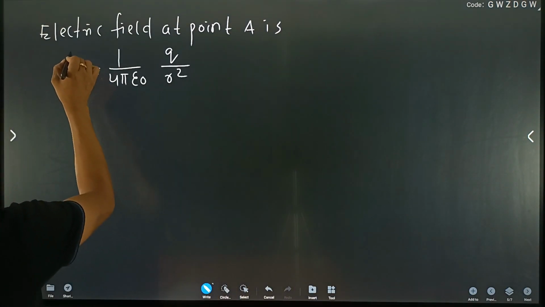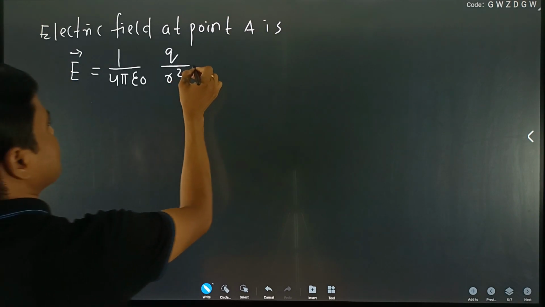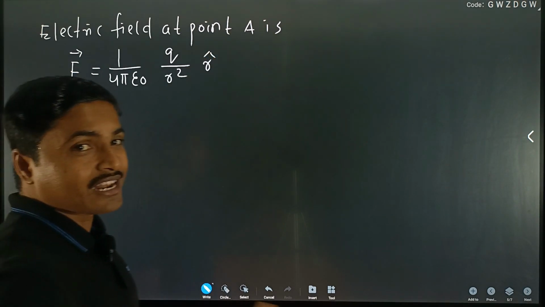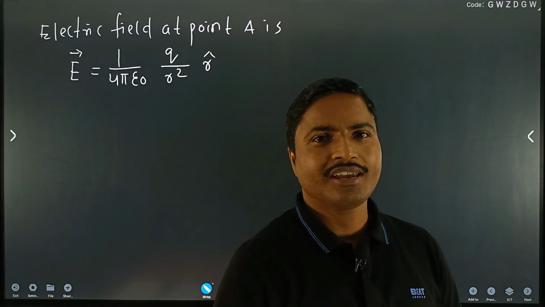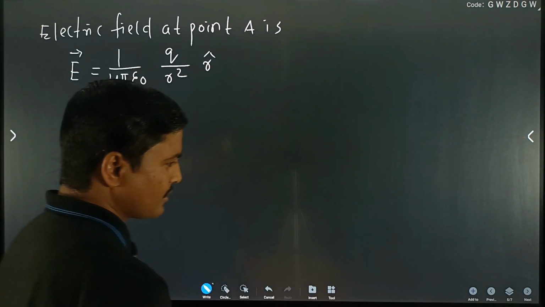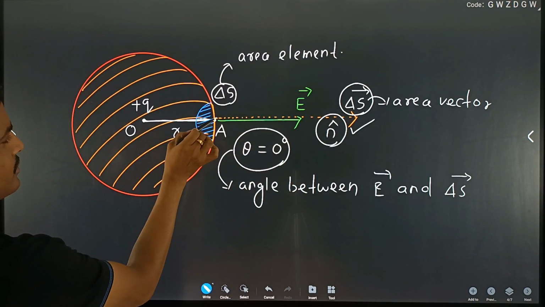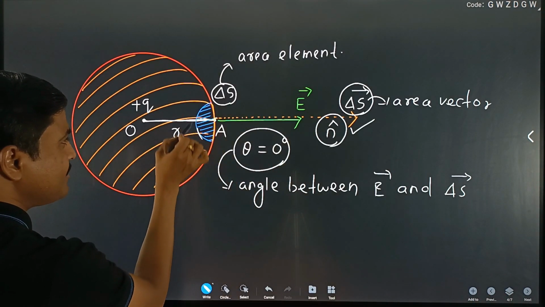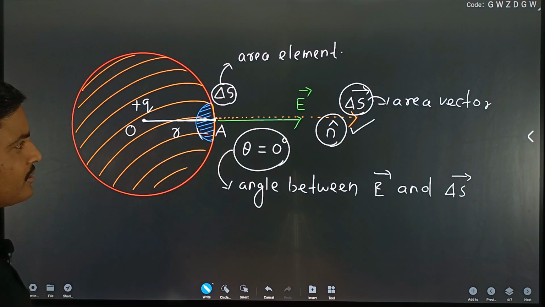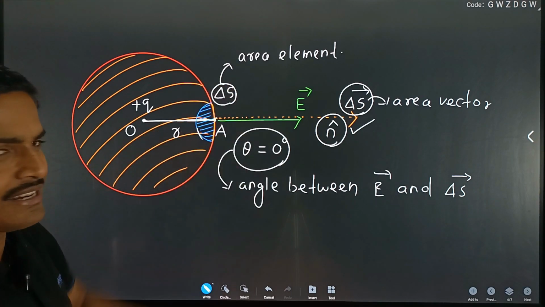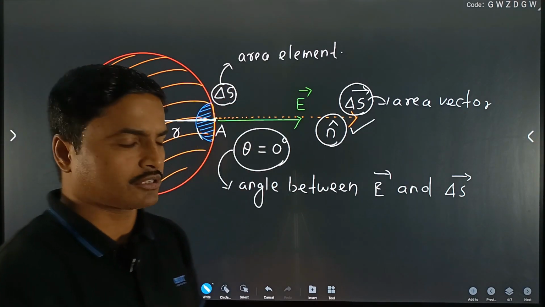And in vector form we write E vector multiplied by, here a direction is there, we write that is R cap. R cap is the direction of electric field. Clear? Then what is the electric flux for this small area element? Only for this small area element. For small area element del S, what is the electric flux?